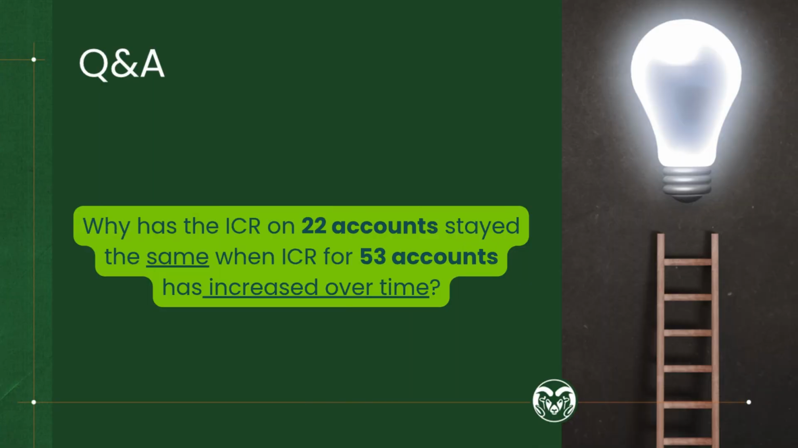There's another question, and it says, why has the ICR, so we know indirect cost rate, on 22 accounts stayed the same when indirect costs for 5.3 accounts have increased over time? Don't get me started on that topic.